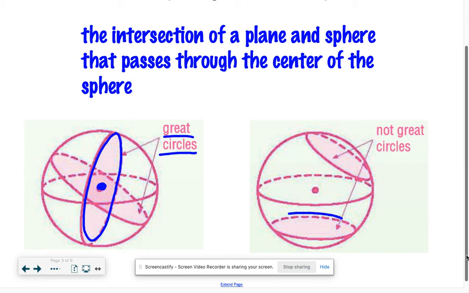Whereas you guys see these ones, like this little circle here, if I were to slice that little chunk off that sphere, this circle created would not be a great circle since it's not going through my center right there. Okay, so just know that a great circle has to go through the center of your sphere.